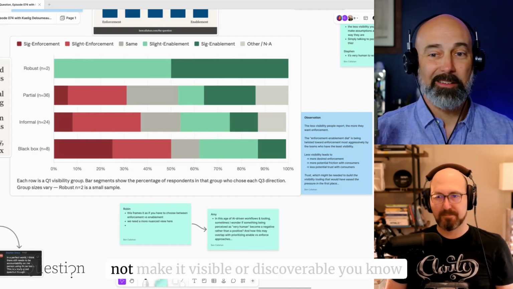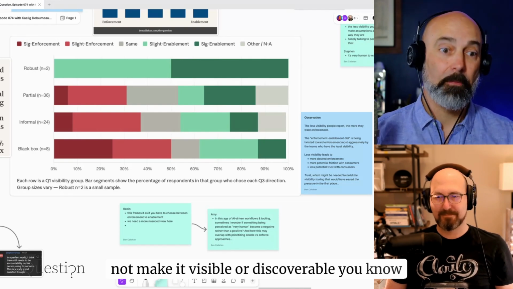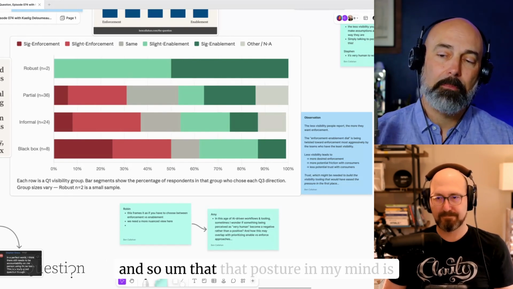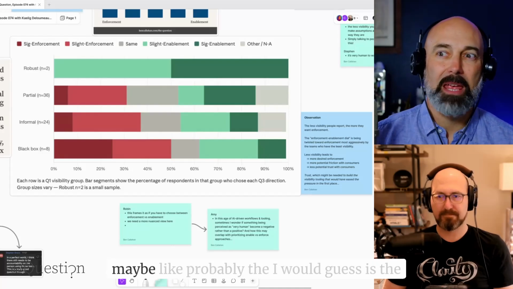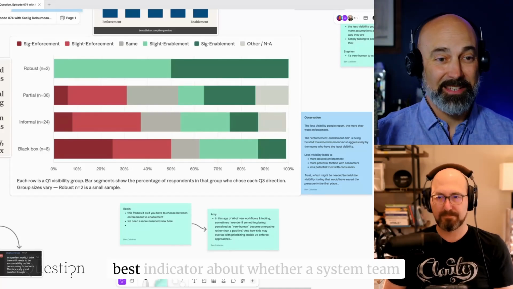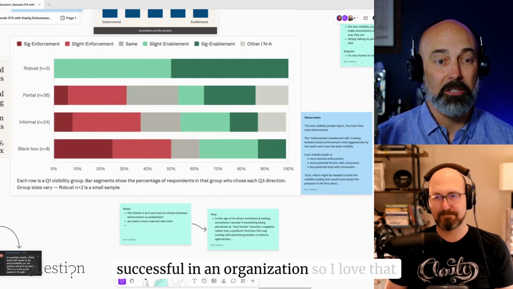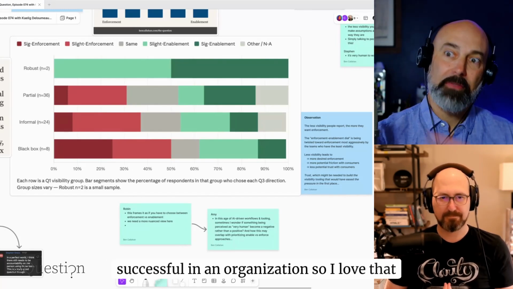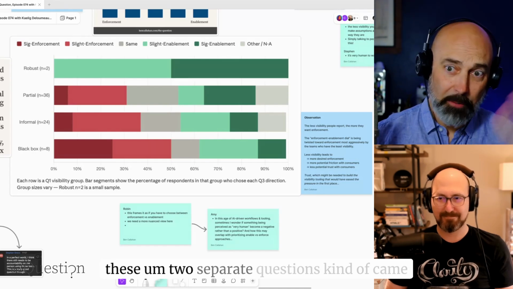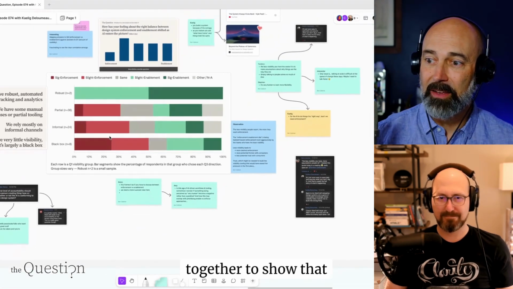Or how did we not make it visible or discoverable? And so that posture in my mind is maybe, I would guess, the best indicator about whether a system team will build something that's actually successful in an organization. So I love that these two separate questions kind of came together to show that.